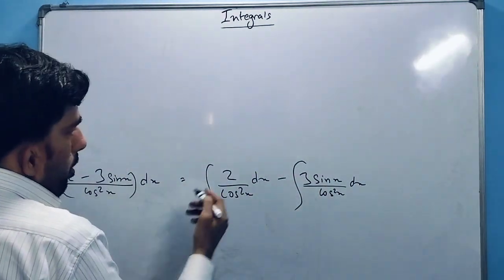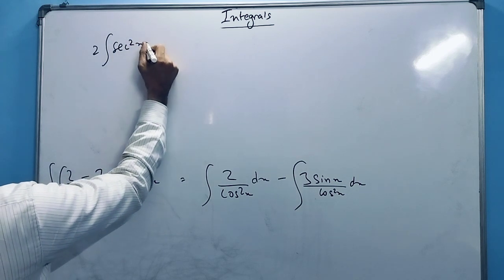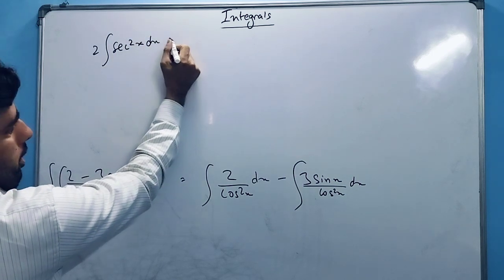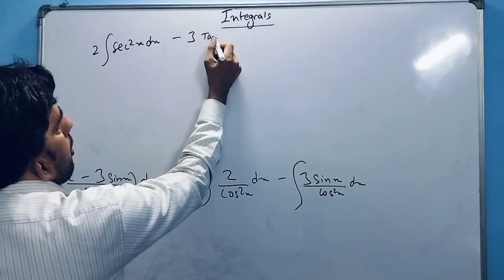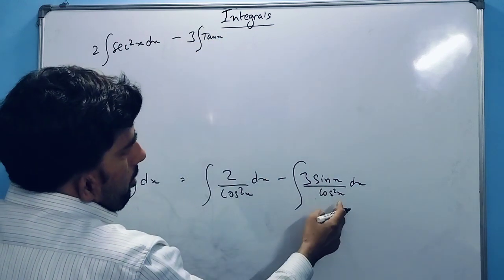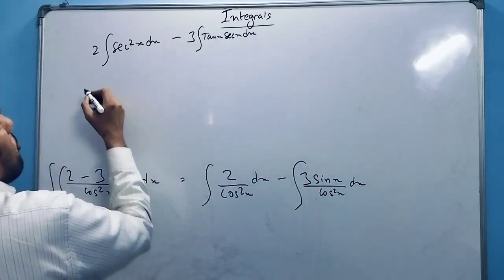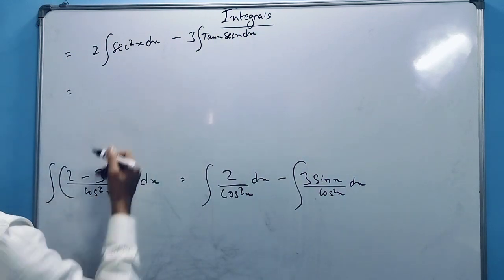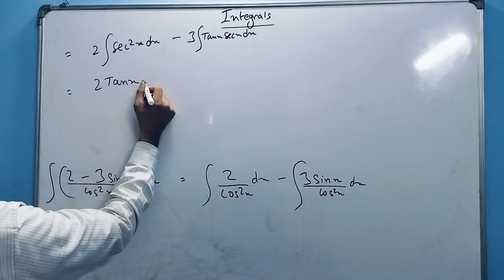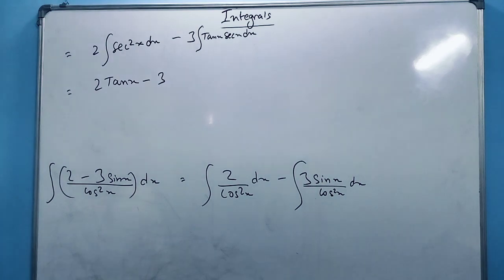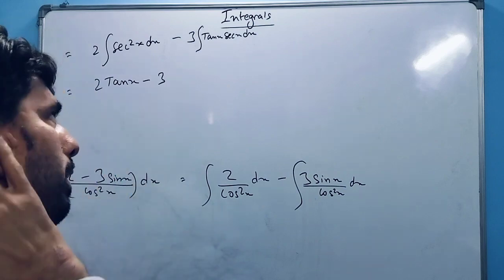Okay, now what we have, 1 upon cos square x will be sec square x. Sec square x. Here, take 3 here. Now sin x upon cos x will be tan x, and 1 upon cos will be sec x dx. Okay, so finally we have the answer, integral of sec square x is tan x, so 2 tan x we have minus 3. Now we need to apply the formula here for the tan x sec x.